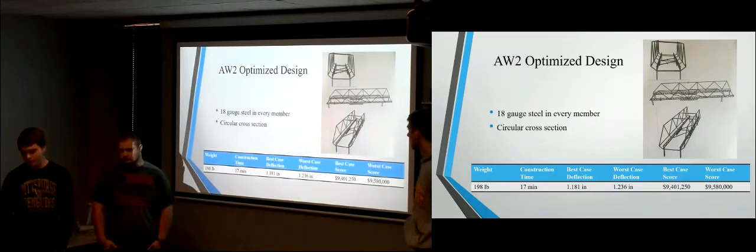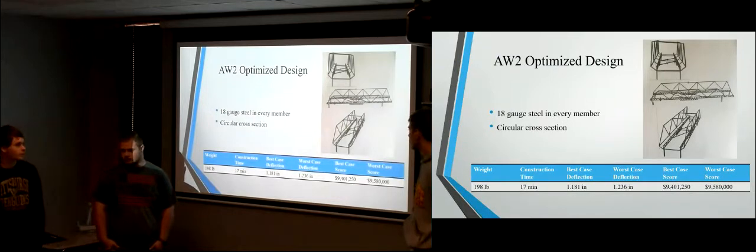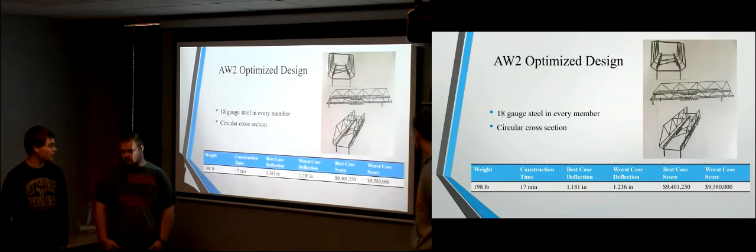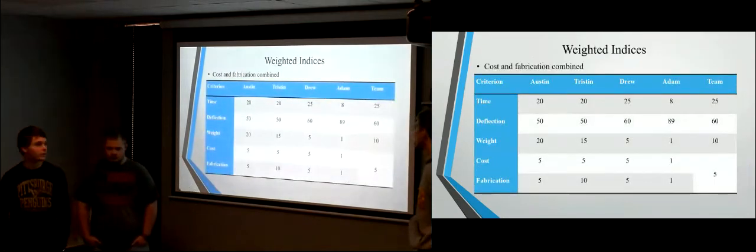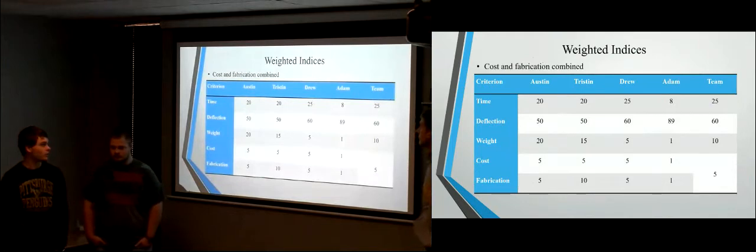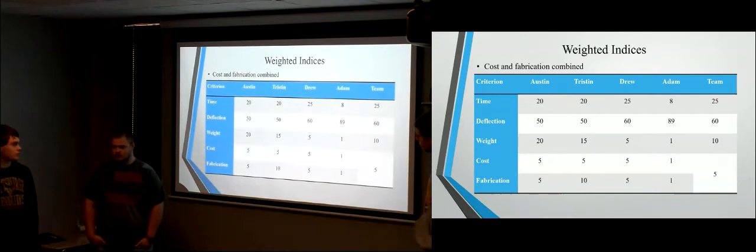But deflection did increase a lot when he did that. Scores still increased overall for him, though, to under 10 million. So he did improve his scores a lot by getting the weight down, even though deflection did take a hit. And so then we weighted all of our criteria to determine how important they were for us when we were deciding which bridge we would select.